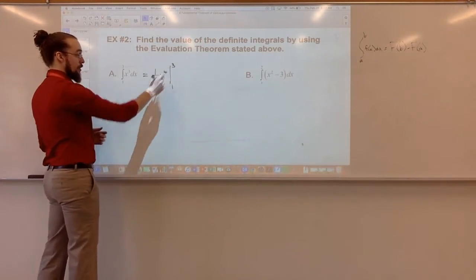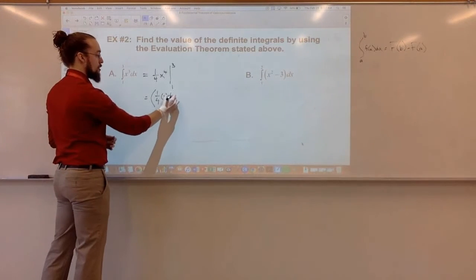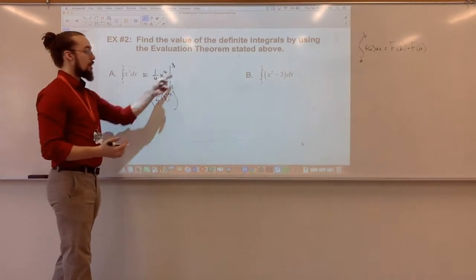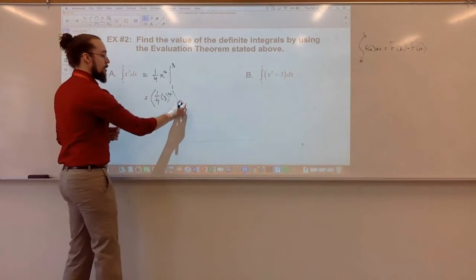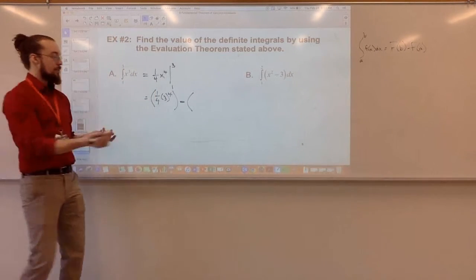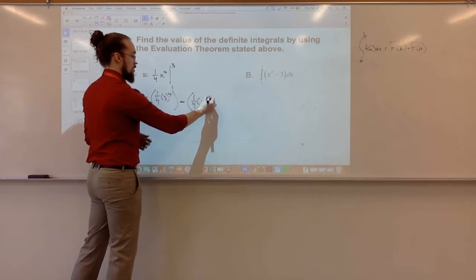So I'm going to plug in 3. So I'm going to say 1/4 times 3 to the 4th. That's my F of b, my F of my upper bound. And then I'm going to subtract, I plug in my lower bound. So I'll have 1/4 times 1 to the 4th power.